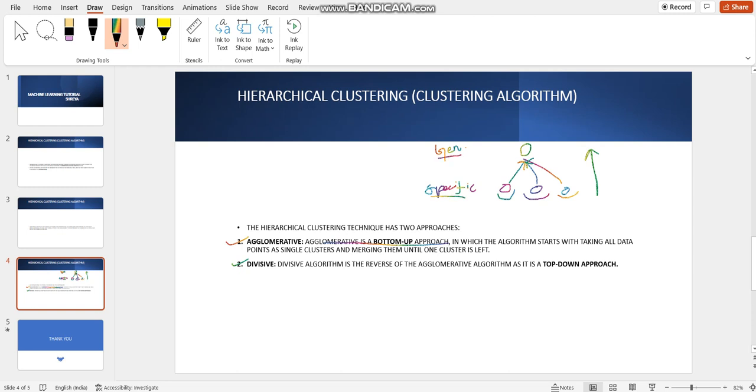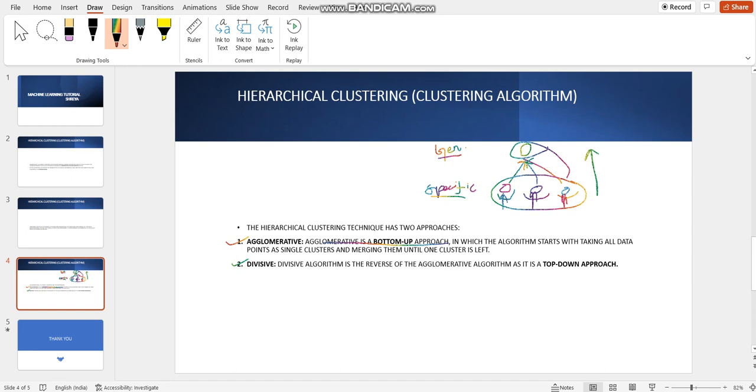So agglomerative is a bottom-up approach in which the algorithm starts by taking all the data points as single clusters and merging them until one cluster is left. Suppose this is one cluster, this is a second cluster, and this is a third cluster. After getting these clusters, we need to merge them until we get a single cluster. This is the basic thing about agglomerative, the bottom up approach.